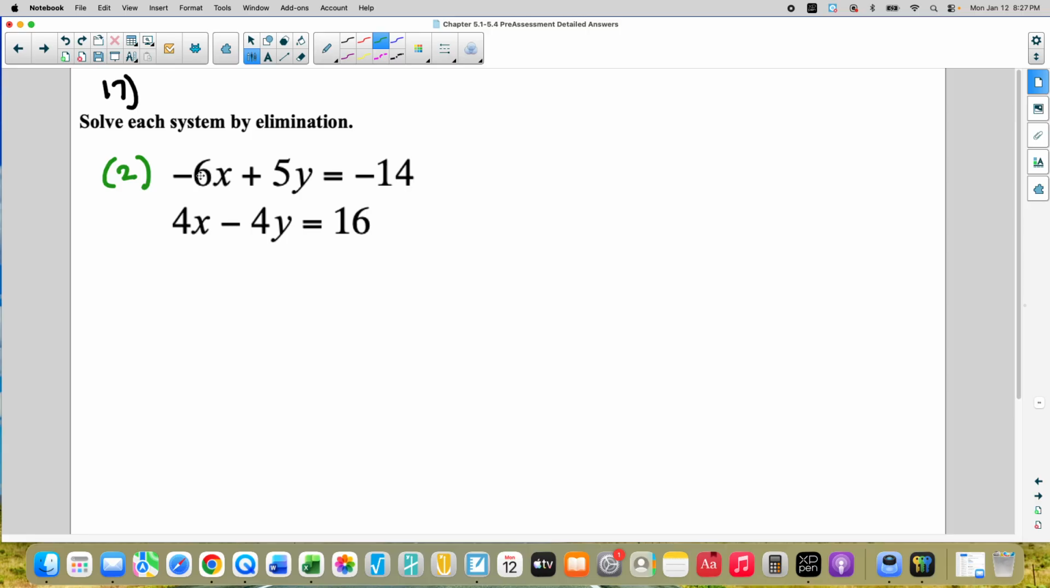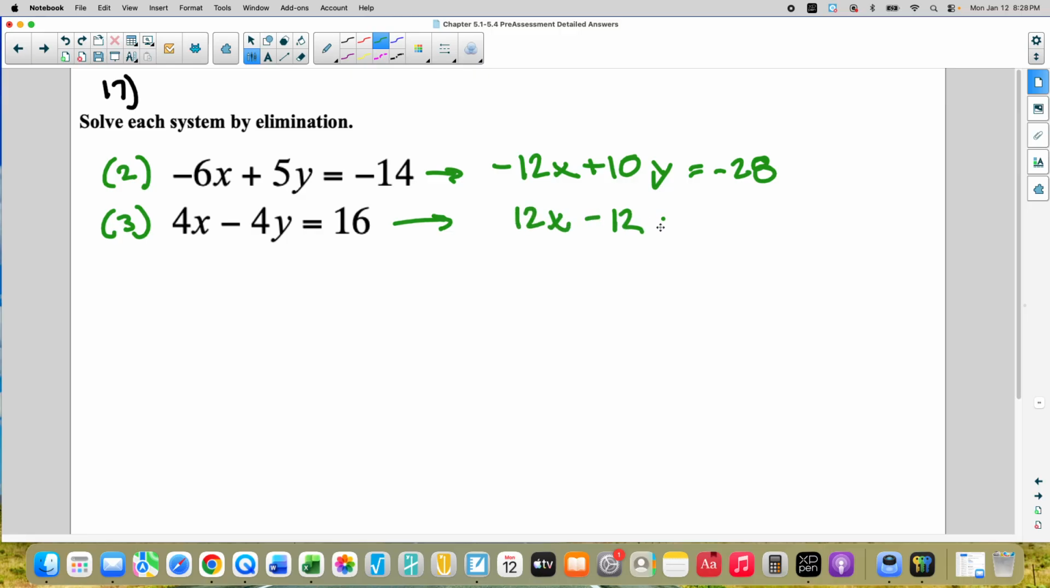So 2 times negative 6 would give me 12, and 3 times 4x would give me positive 12. So I'm going to multiply 2 times negative 6x, which is negative 12x, 2 times 5y, which is 10y, and 2 times negative 14, which is negative 28. I'm going to multiply everything in this equation by 3. That's 12x, that's minus 12y, and that is 48. I think that's correct. Is that correct? 3 times 16 is 48. Yeah. And now we'll add the columns.